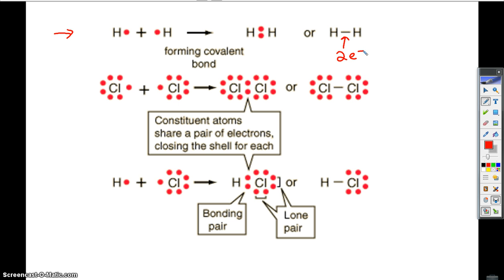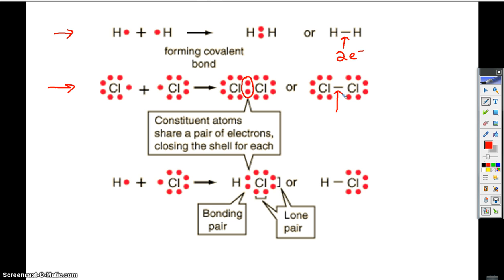So here's an example of chlorine, which has a valence of what? If we count the dots, 1, 2, 3, 4, 5, 6, 7. Each chlorine has 7. They would like 8. So what will happen is they will share a pair, and again, that's shown as a dash, and a covalent bond represents 2 electrons.